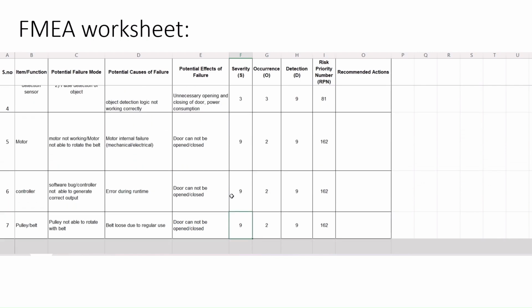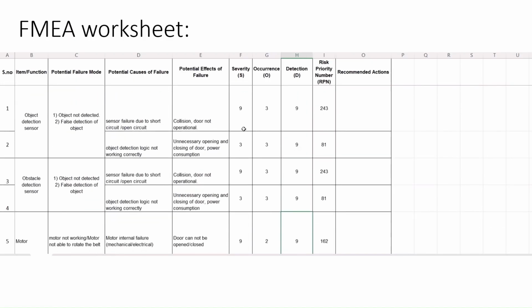Next, for the motor, controller, and pulley belt, these are the failures which we have tabulated. The impact is the same, that is, the door not opening or closing. Since the impact is the same, the severity remains the same, that one can collide or there can be some safety related issues. So it is given as 9. Since these cannot be detected by the system in our present design, it is given 9, that it will go undetected. And occurrence is less because these kinds of failures are less likely to occur. And the RPN is calculated in the same way, that is severity into occurrence into detection.